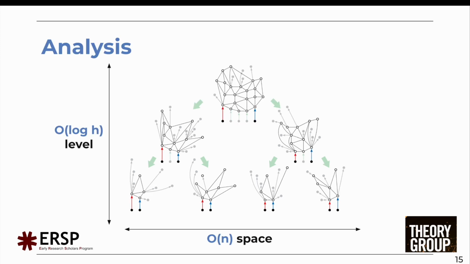From the prior figure, let's analyze the space complexity of the algorithm. At every level, the total number of vertices is roughly O(n), because we are recursively contracting from the same graph. Since we are dividing our interval in each recursion, there are O(log h) levels, where h is the number of vertices in our interval. Therefore, the space complexity is O(n log h).